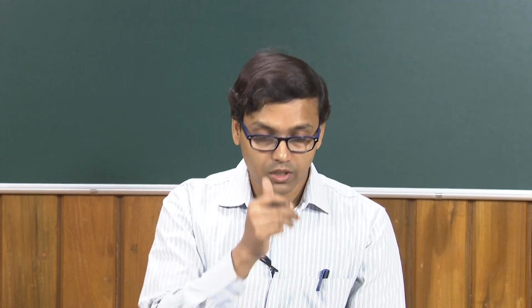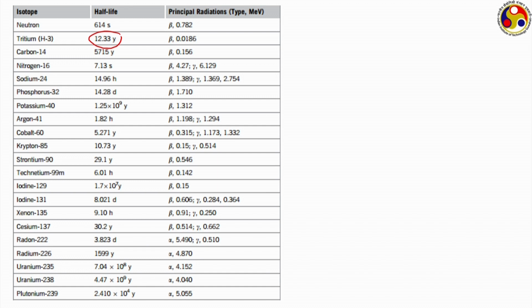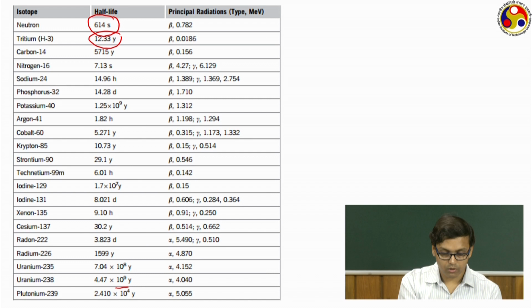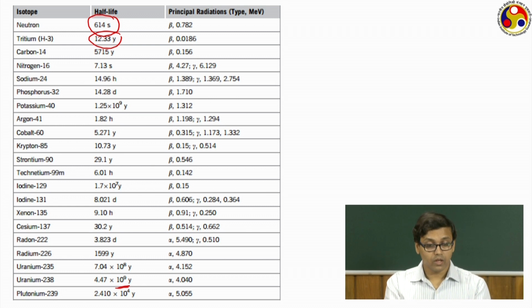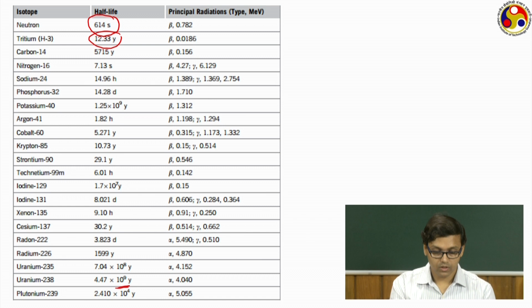But of course, the range of half-life is quite large, as you can see. Whereas we start with a value of 614 seconds, some of the isotopes can have extremely large half-lives, like you can see for uranium 238 it is of the order of 10 to the power 9. I think thorium is missing from this chart. Thorium can also have a half-life value even higher, of the order of 10 to the power 10 years. Here this Y refers to years, whereas S refers to seconds and H refers to hours.